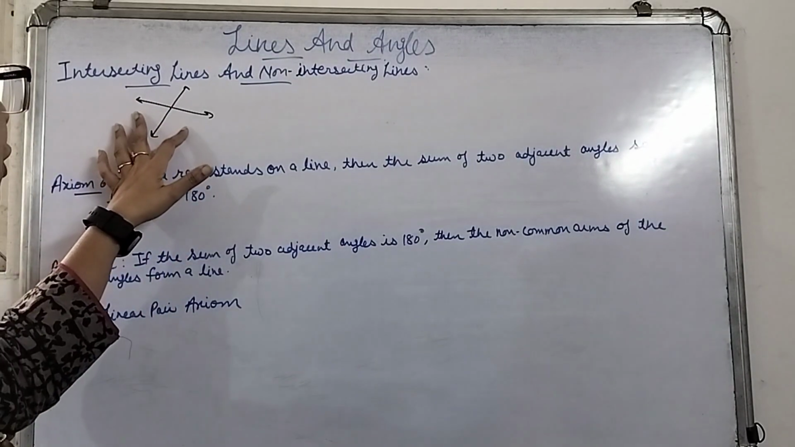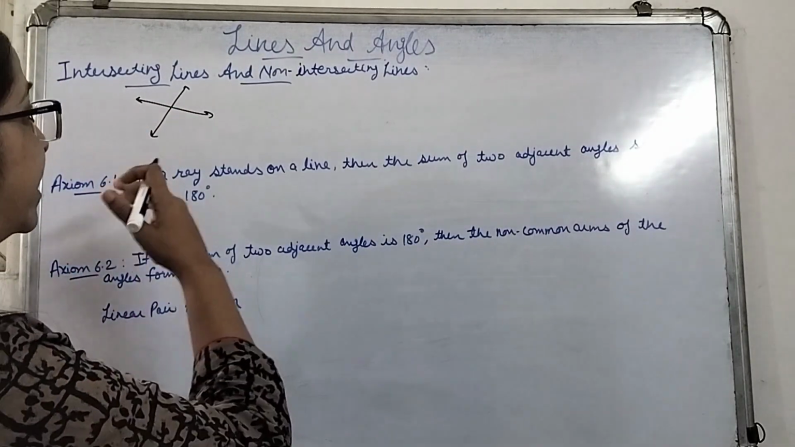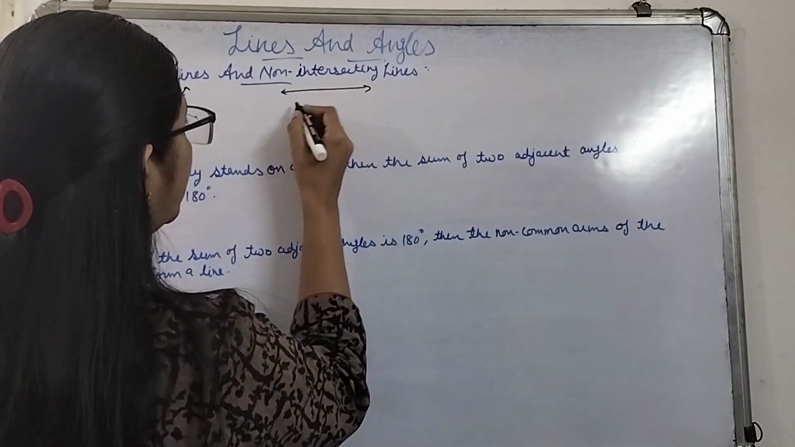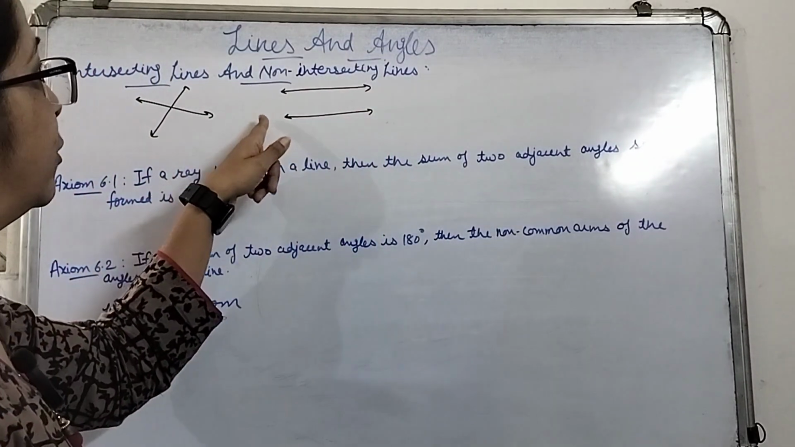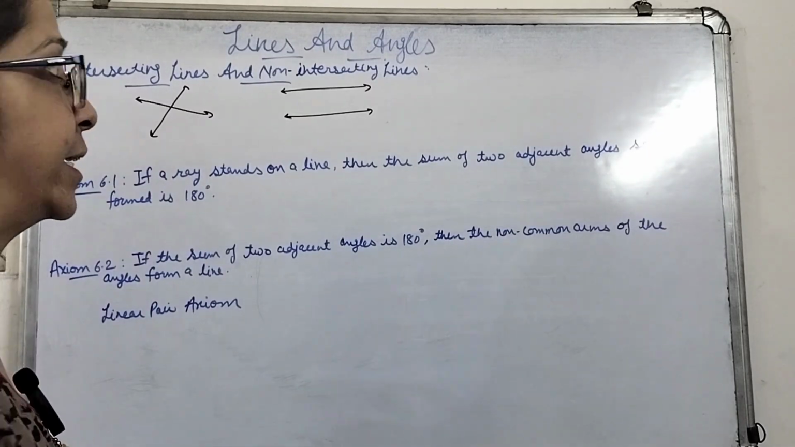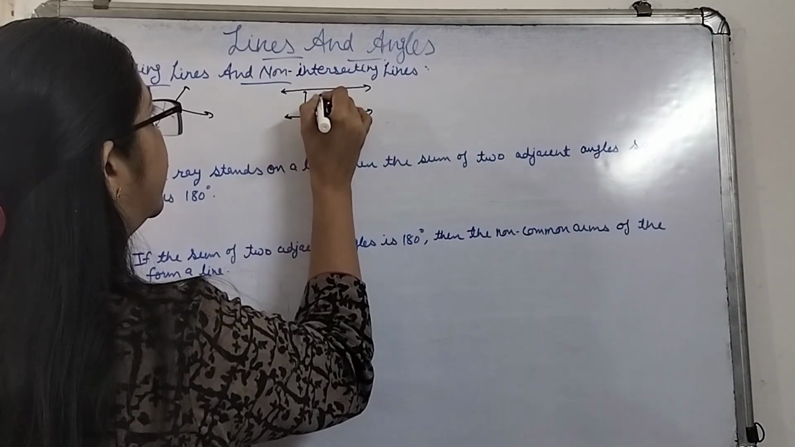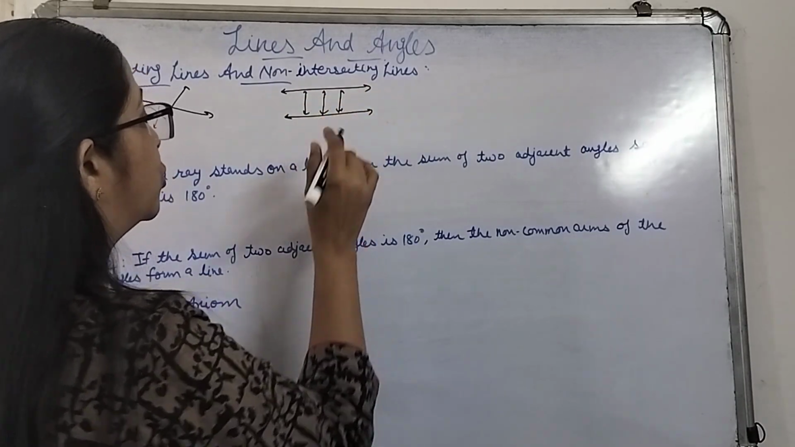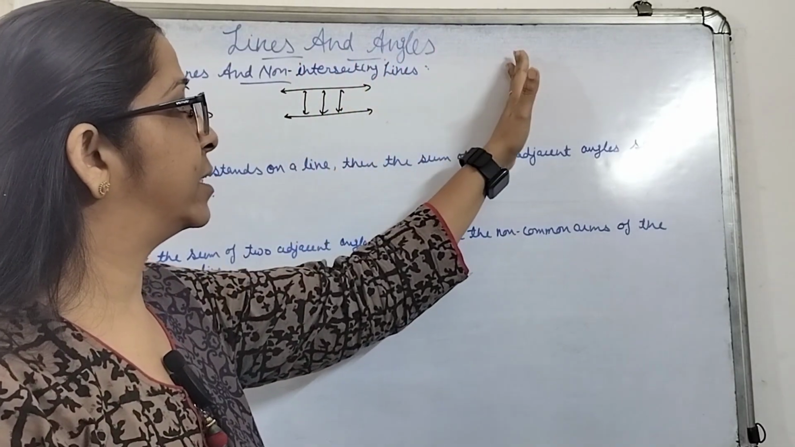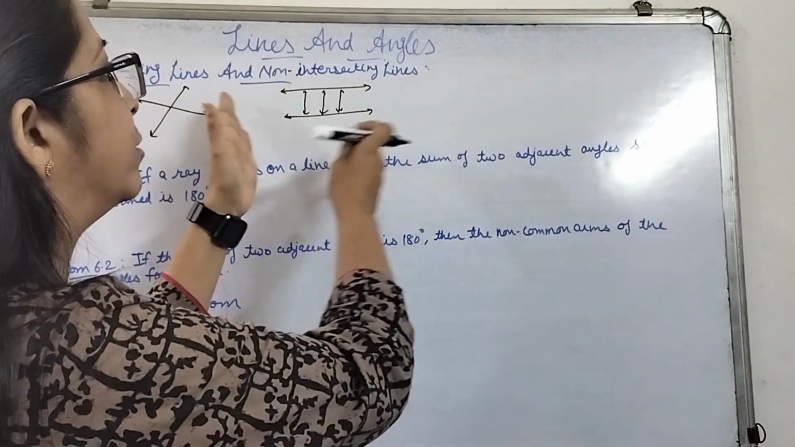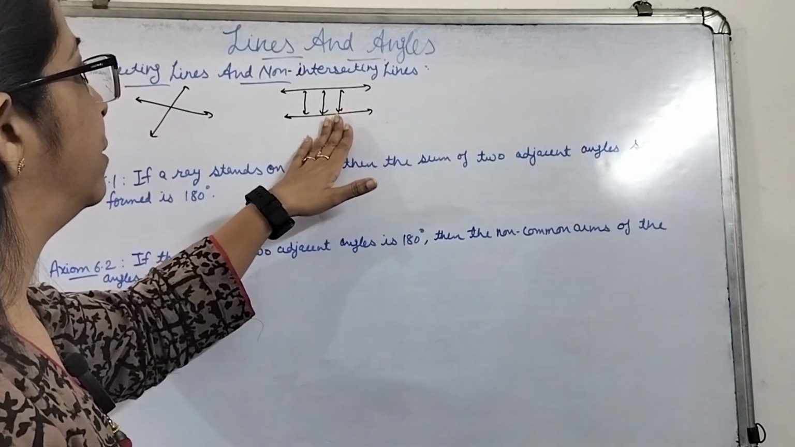But there can also be a condition when two lines will not intersect each other. If we extend them in both directions up to whatever length we want, they still will not intersect each other. Such lines are known as non-intersecting lines. Why are they non-intersecting lines? They are parallel lines, and the distance between the two, that means the perpendicular distance between them, remains the same throughout. Whatever distance you travel, in either direction or both directions, they will never intersect each other because they are parallel lines.